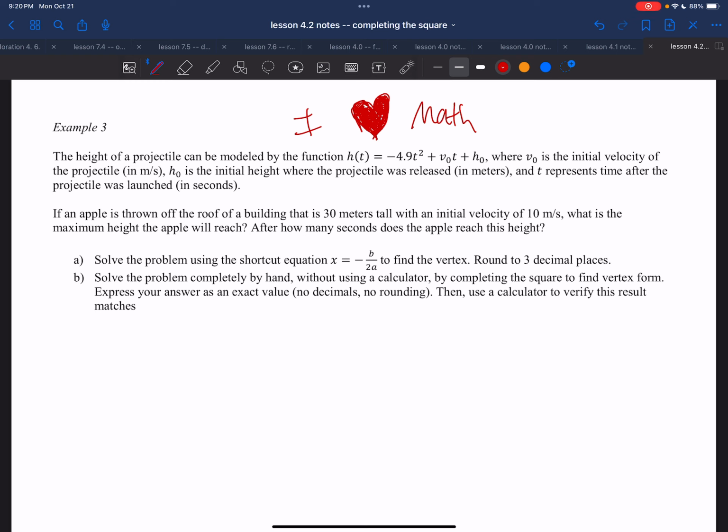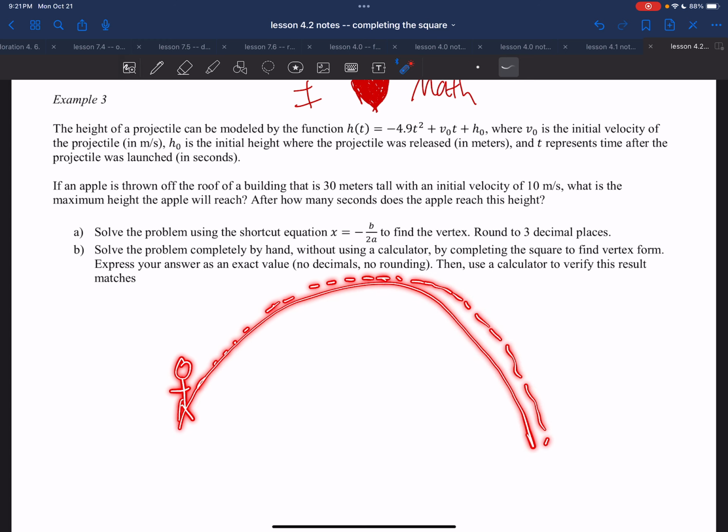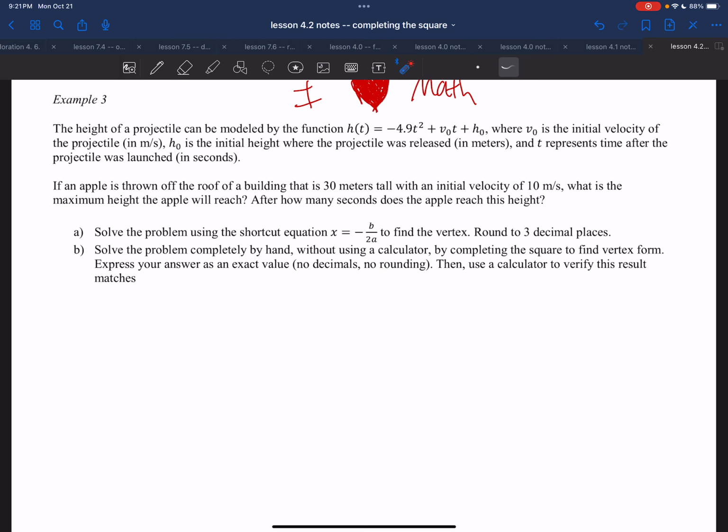Okay, example 3. It says the height of a projectile can be modeled by this function. Oh, you love this. Oh, physics. You go into physics, you're going to do these all the time, right? A projectile is shot through the air. Think about this. Gravity, right? Here's me throwing something. And it travels in an arc like this. Guess what? That arc is a parabola. And it pretty much always is a parabola, unless you have some crazy wind resistance or something, right? This parabolic shape is caused by Earth's gravity, so everything falls parabolically. That's so cool. That's so neat.